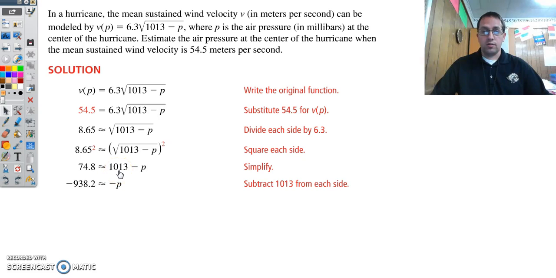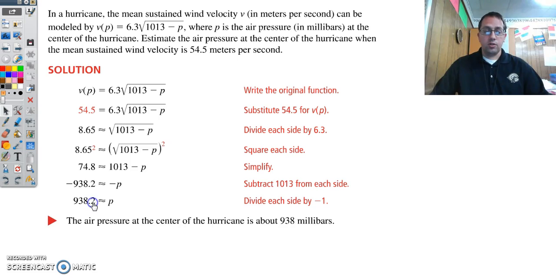Subtract the 1013 from both sides. That gives us negative P, though we don't want negative P, so we multiply both sides by -1 or divide by -1, either way. And P is approximately 938.2. So our air pressure in the center of the hurricane is about 938 millibars. Right. So not too bad.